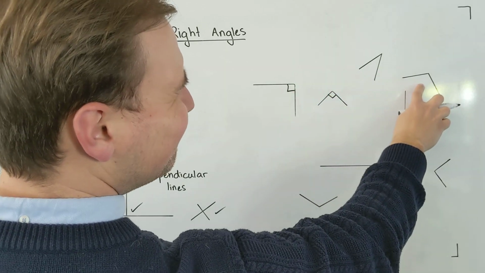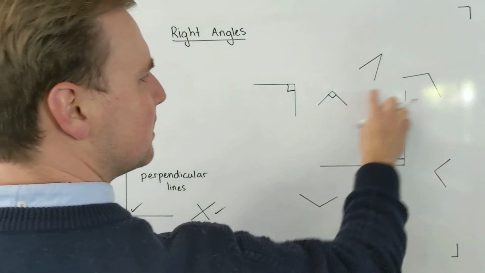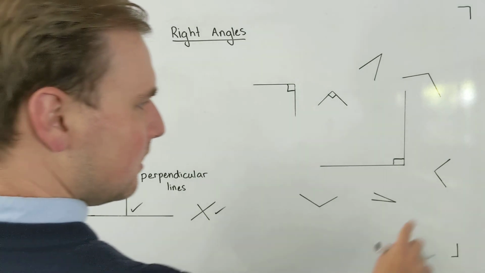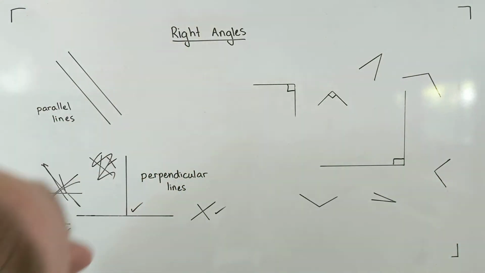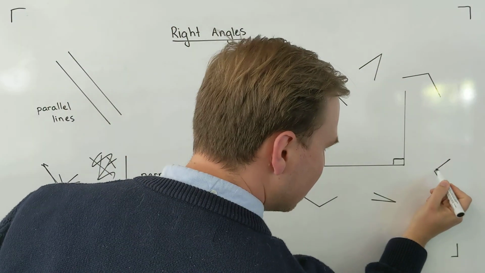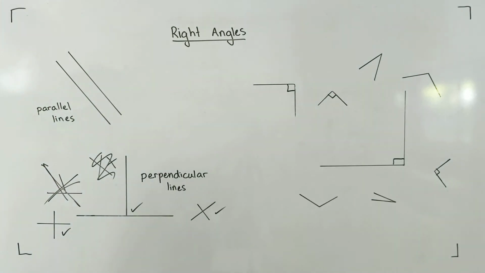This one, it's off on a tilt. That's okay, I don't mind. But it's too big. It's bigger than that one, so no right angle there. This one, yeah, if I tilt my head over, I can see that it is a perfect square corner. It is a right angle. This one, get out of here. No chance.